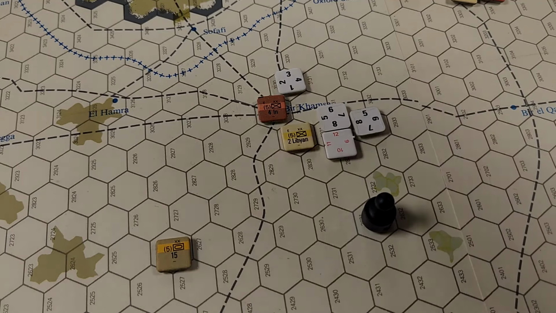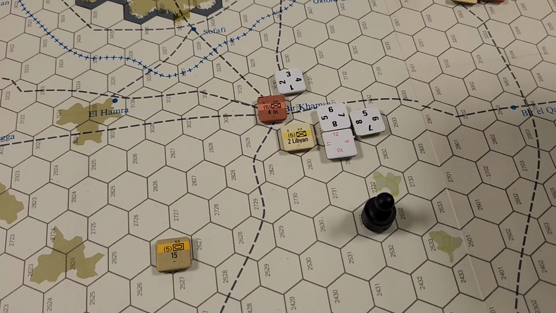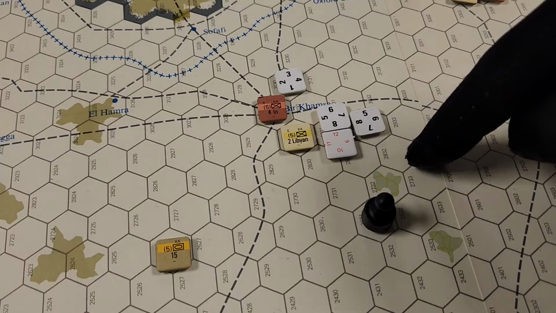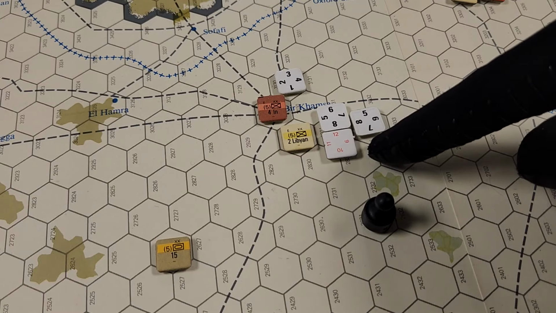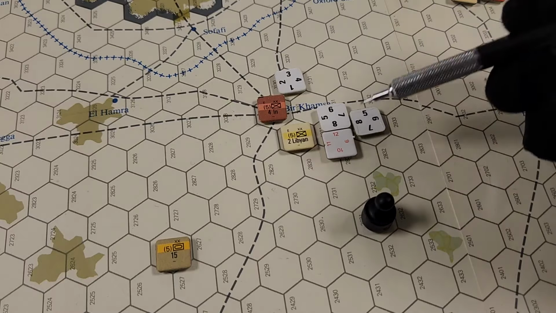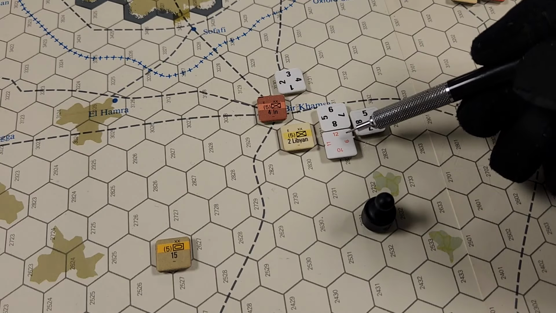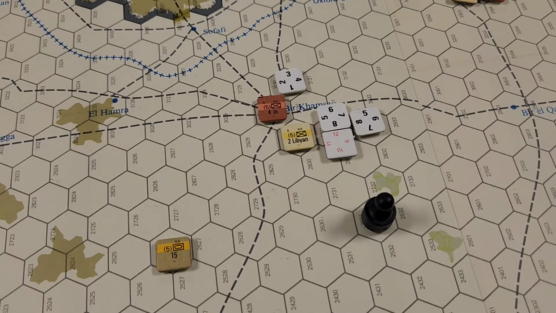Now, armor. Are we going to do armor? Well, the Italians have no armor to do, and 4th Indian has no armor as well, so armor is out the window. And last is, oh, by the way, let's back up. I did 12 breakdown points. So nothing's going to break down now.